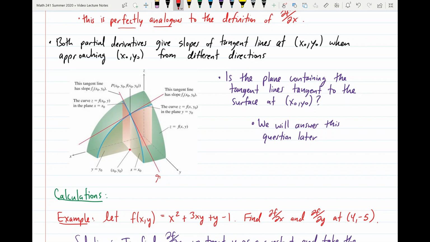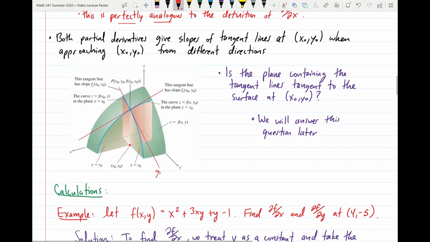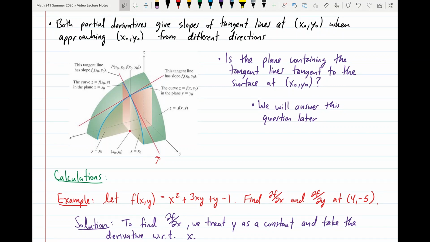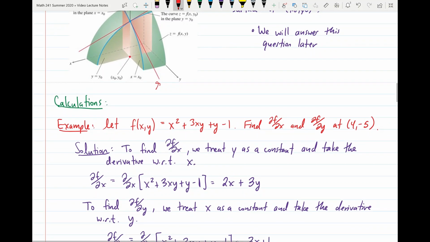And a natural question to ask is, if we take that plane that contains both of our tangent lines from our partial derivatives, is that plane going to be tangent to the surface at x naught, y naught? So we have a surface that's formed by our function f of x, y, and if we take the plane consisting of the tangent lines corresponding to the partial derivatives, is that plane going to be tangent to the surface? And this is a question we can't answer yet, but we will answer it towards the end of the video.